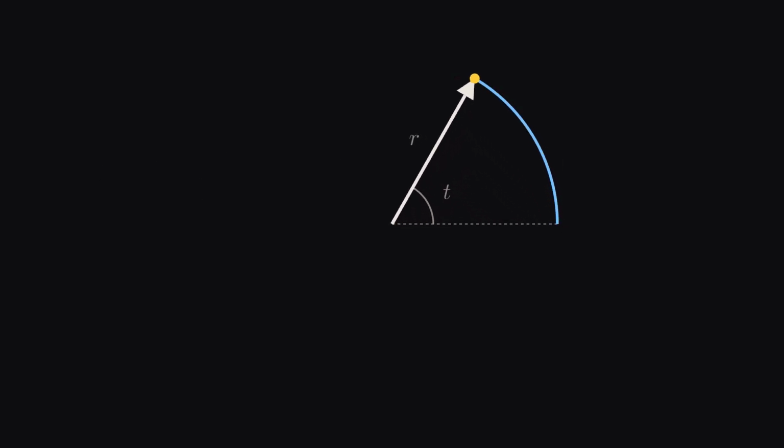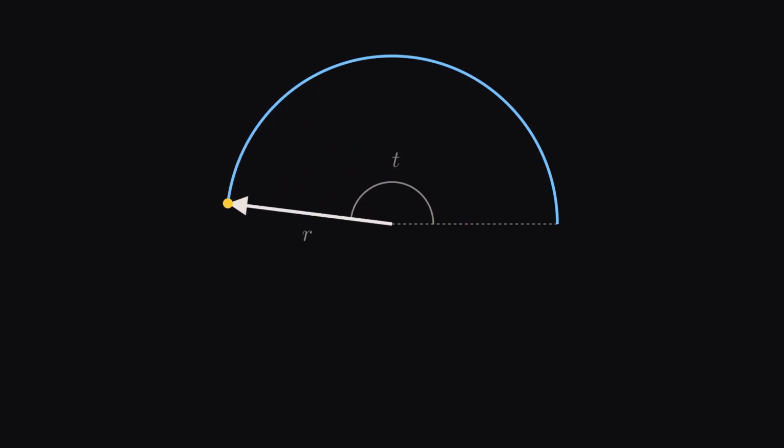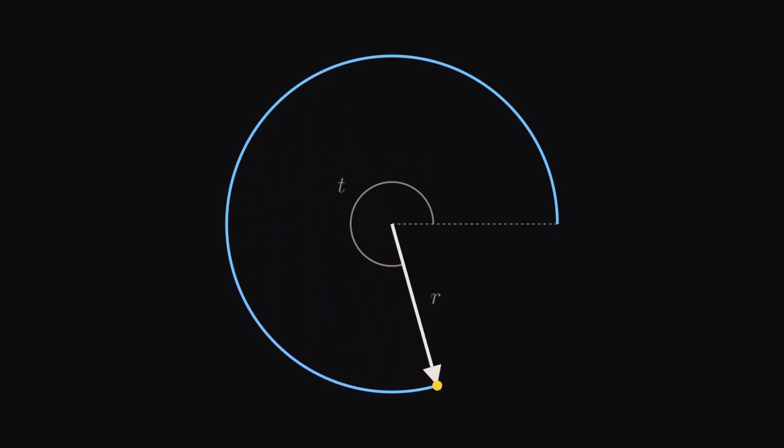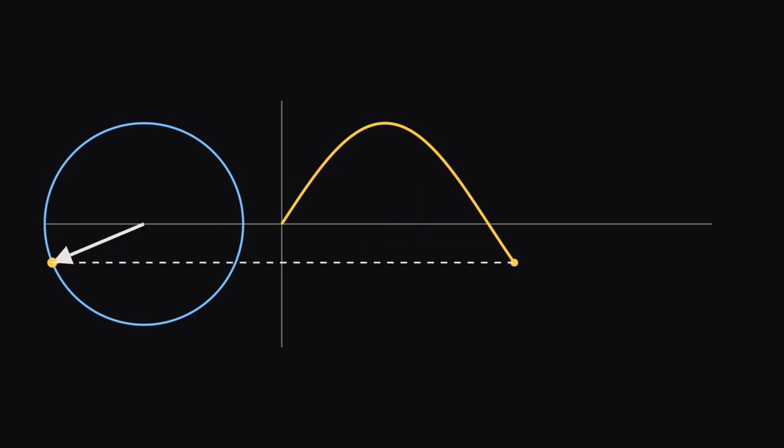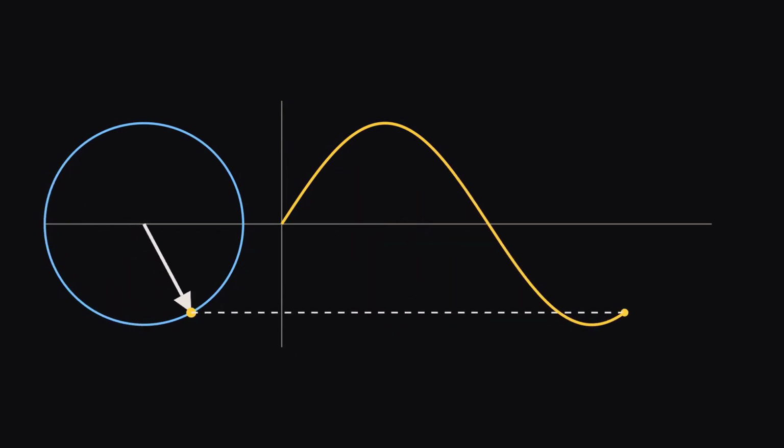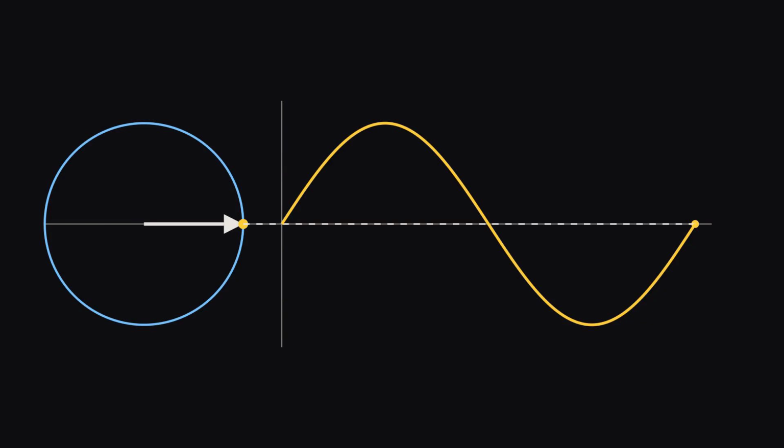Start with one arrow. It has a fixed length and it turns at a steady speed, one full turn per beat. Its tip does the only thing it can do, trace a circle. Now watch only the height of that tip, how far above or below the middle it sits, and plot it against time. As the arrow turns, that height rises and falls in a perfectly smooth sine wave. One circle gives you one sine wave.